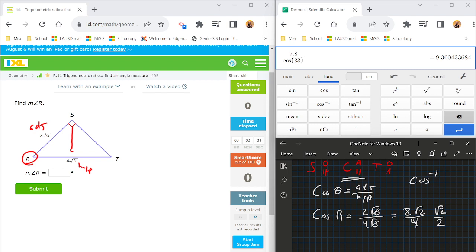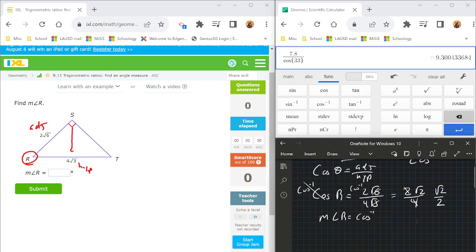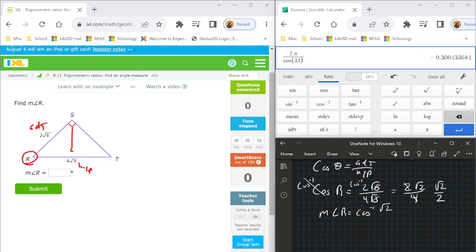So I'm really thinking cosine, taking the cosine inverse of this side because these basically cancel out, and the cosine inverse of this. So I'm going to have the measure of angle R equals cosine inverse, and I could use any of these. I'm going to use the root 2 over 2. That's the simplest. So let's plug that into our calculator up here.